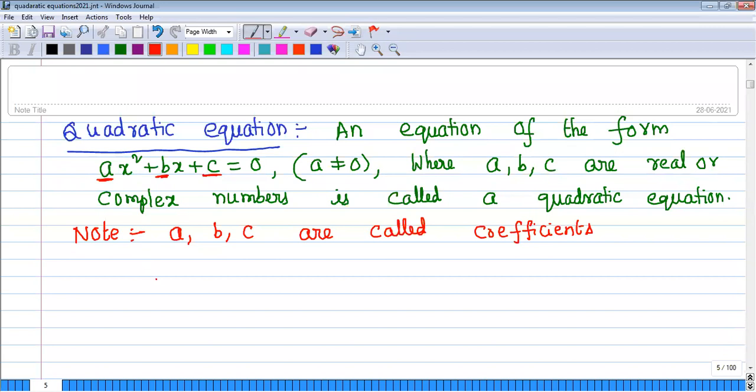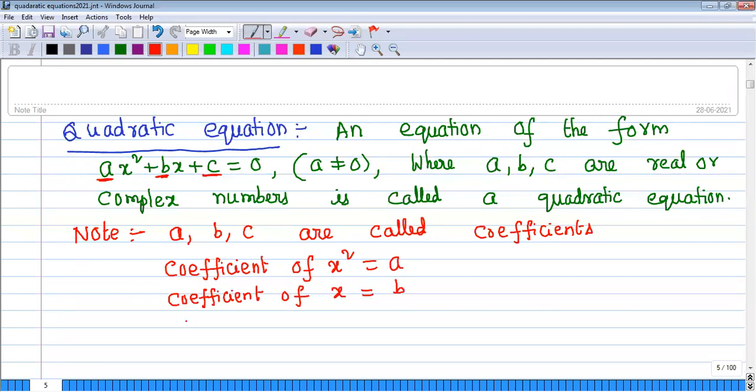So if you want particularly, the coefficient of x² equals a, the coefficient of x is b, and the constant term or x to the power of 0 coefficient is c.